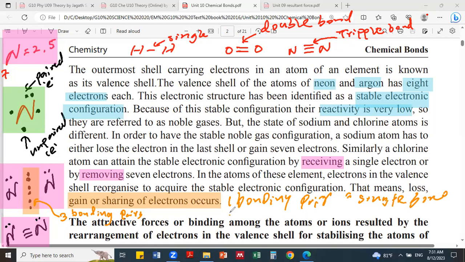And 2 bonding pairs means what? 2 bonding pairs means double bond. You have to draw 2 lines like oxygen. Now let's see why oxygen forms a double bond. Why can't oxygen form a single bond?